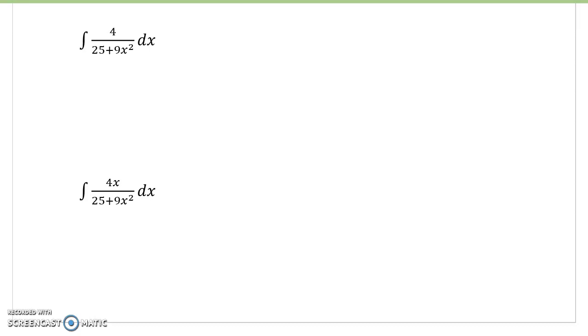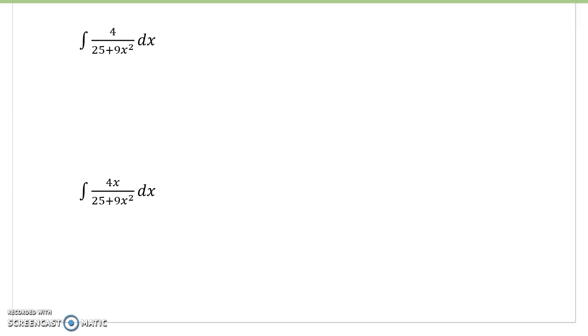Here are a couple more antiderivatives that look very similar to one another. Notice that the only difference between these two is that there is a 4 in the numerator of the first one and a 4x in the numerator of the second one. So we're going to find a very similar sort of comparison between these two and the last two, right? One of them is going to be an inverse trig problem, the other one's not. So let's take a look.